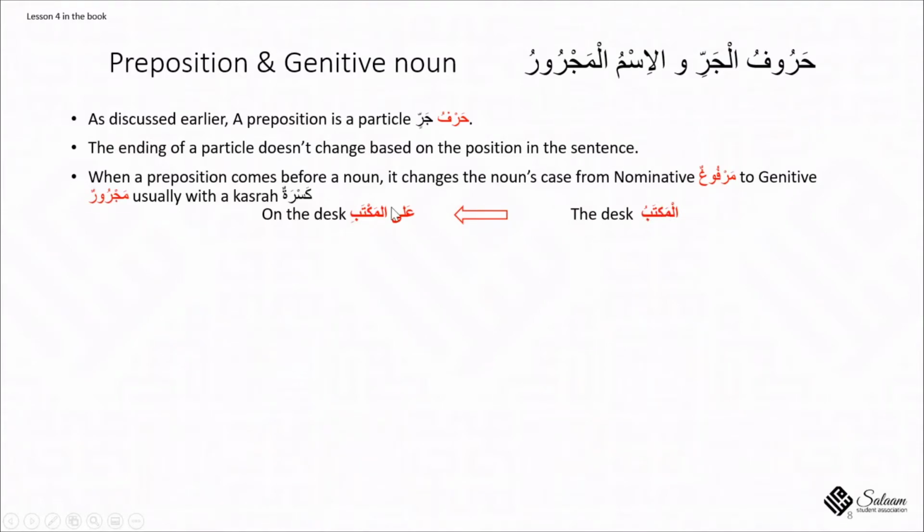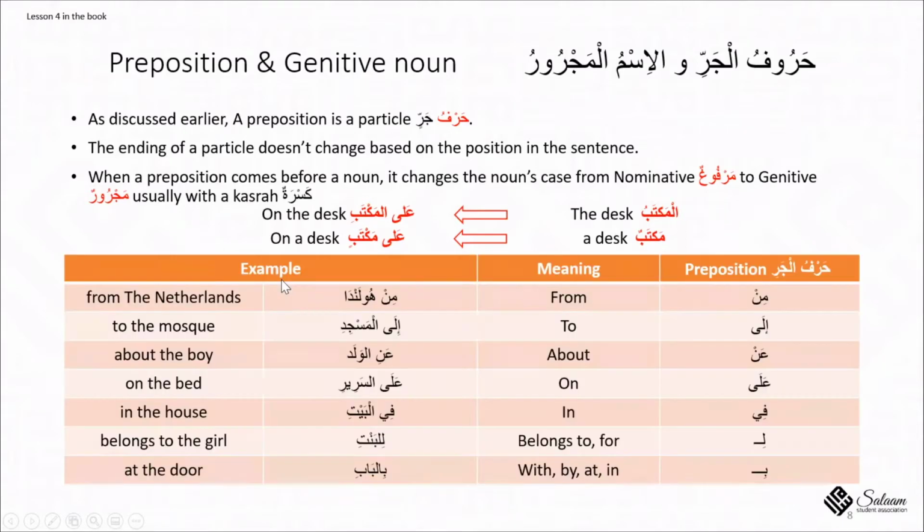المكتب became على المكتب. Or if it's indefinite, مكتب will be على مكتب, on a desk. This is an indefinite thing. Also, the final ending changed just because it became after a preposition. So what are these prepositions that we need to know in this lecture?